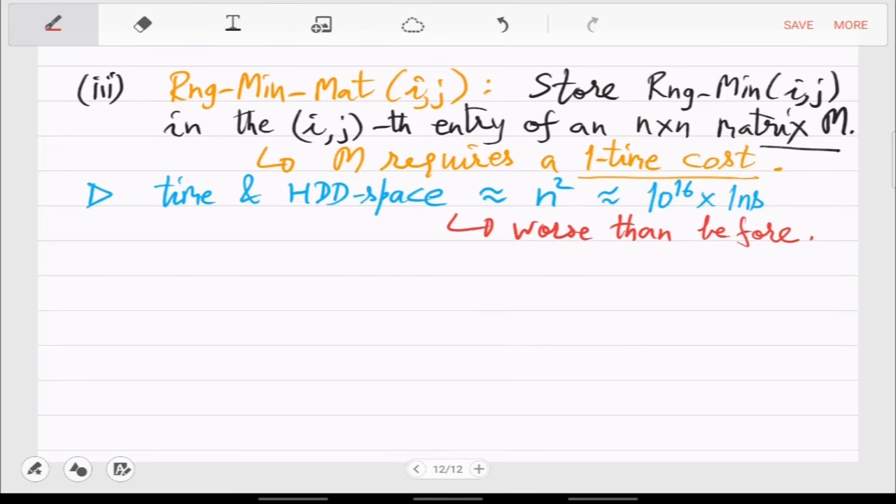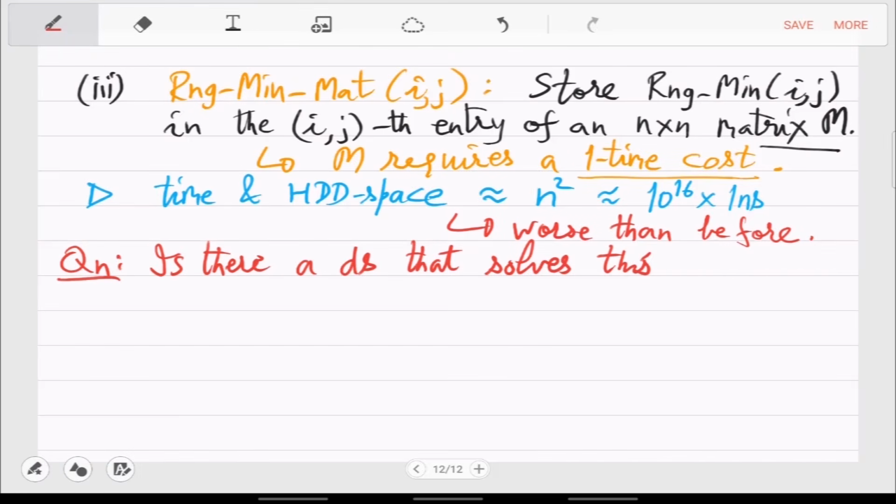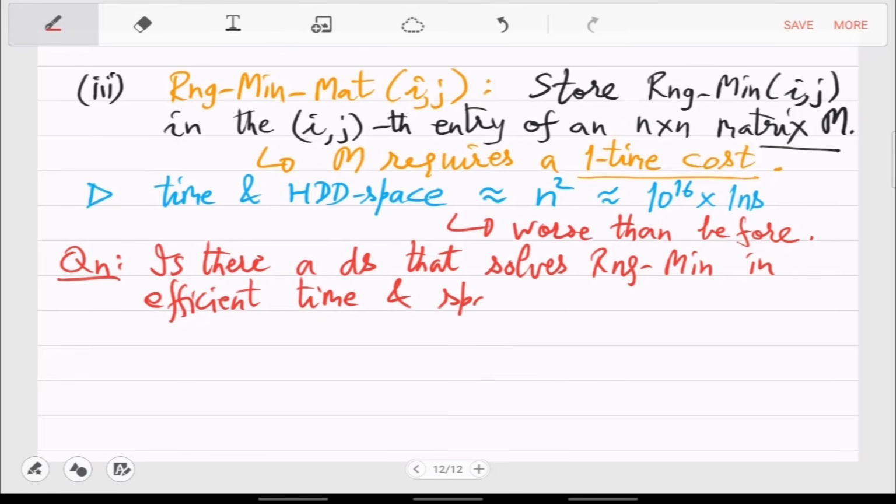So that's the question which remains, which we'll solve in the next class probably: is there a data structure that solves range min in efficient time and space? Okay, any questions?